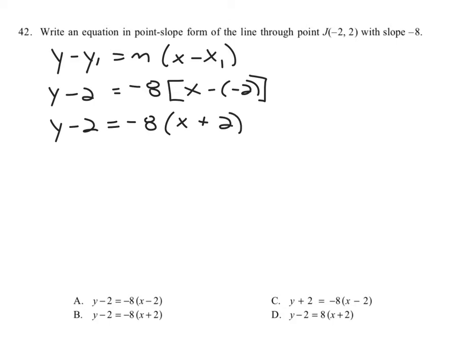And that's what we get as our answer. So what do we see down on the bottom? We see that that is choice B. Y minus 2 equals -8 parentheses x plus 2. And you can see from all of the answers that they gave, the real trick is in keeping all of the signs correct. Okay, let's keep going.